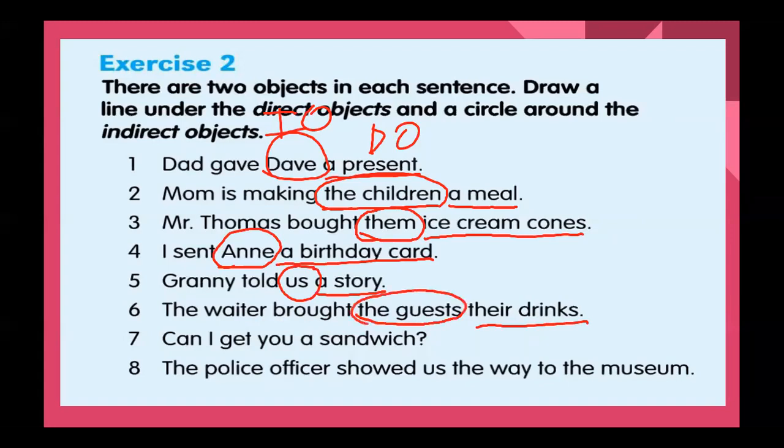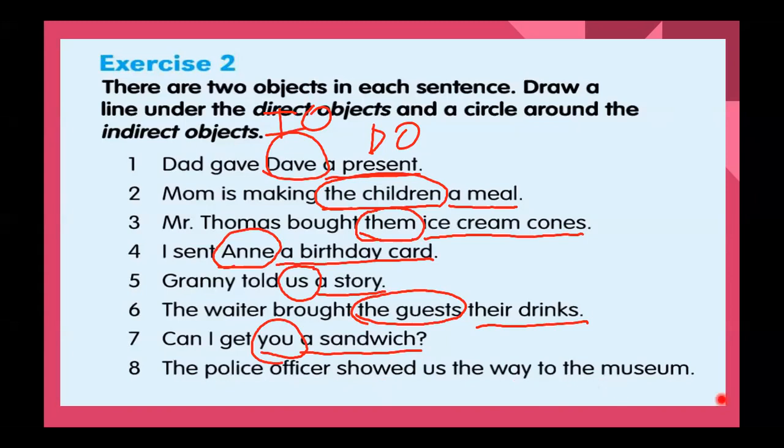Excellent. Can I get you a sandwich? क्या ला रहे हैं आप? Sandwich. Can I? Direct object. Sandwich. Okay. Sandwich direct object. किसके लिए ला रहे हैं? You. Very good. Can I get you a sandwich? मैं ला रही हूँ sandwich आपके लिए. Okay. You.